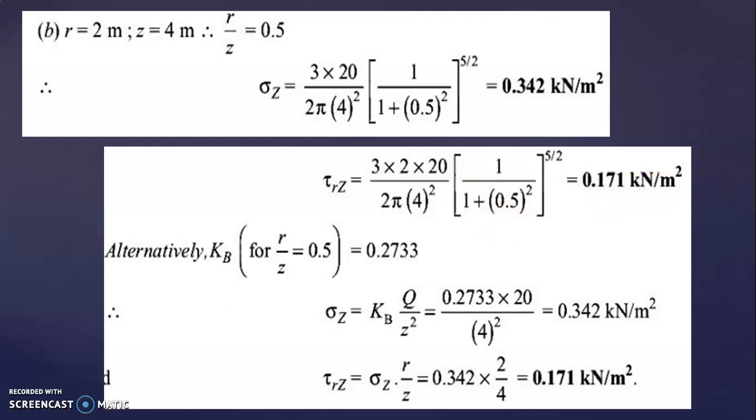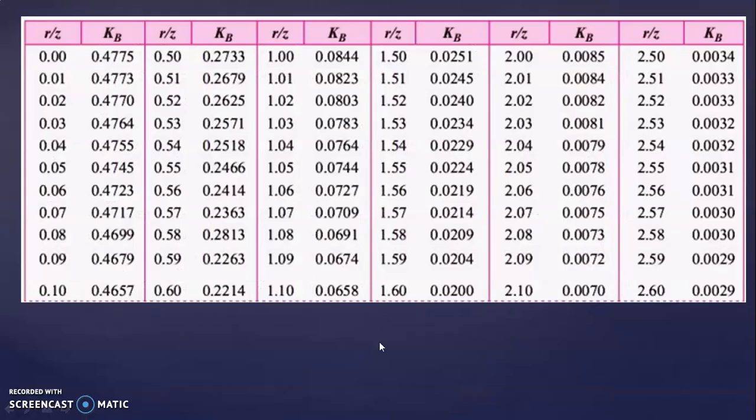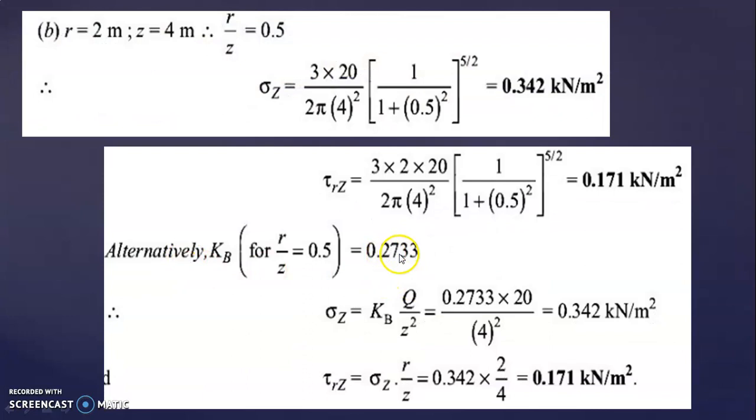Other method is kb. Based on that table, r by z ratio is 0.5. For kb 0.5, the value is 0.2733. Based on this value, r by z is 0.5, that is 0.2733. Substitute sigma z is equal to kb into q divided by z square. Direct substitution, you get 0.342.